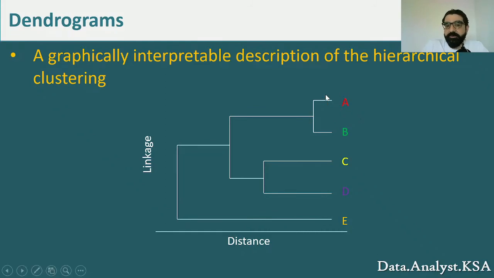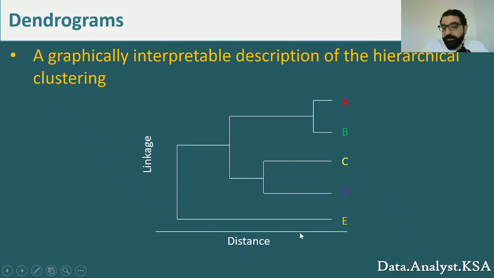Here, what we can see from the dendrogram is that A and B joined first, so they are the most similar. They joined at this point, which gives us a value for the distance that they joined at. And then C and D joined at this point. So if I cut my dendrogram here, I'll end up with 3 clusters. The first cluster is going to have A and B, the second cluster is going to have C and D, and the third cluster is going to have E. And eventually all points join together at this distance.